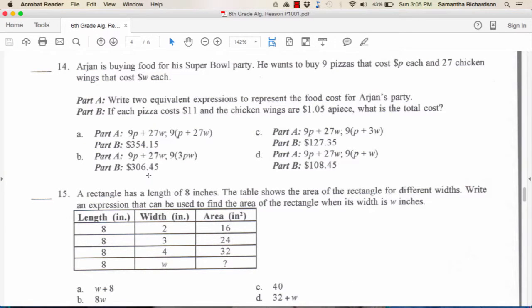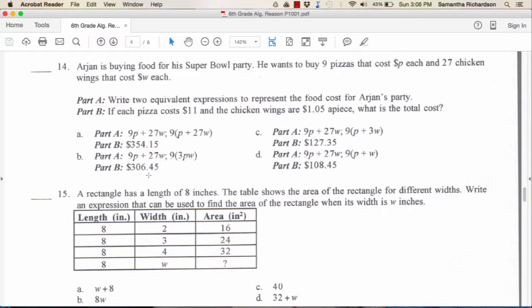Question 14. Arjun is buying food for his Super Bowl party. He wants to buy 9 pizzas that cost P dollars each and 27 chicken wings that cost W dollars each. Part A. Write 2 equivalent expressions to represent the food cost for Arjun's party. Part B. If each pizza costs $11 and the chicken wings are $1.05 a piece, what is the total cost?